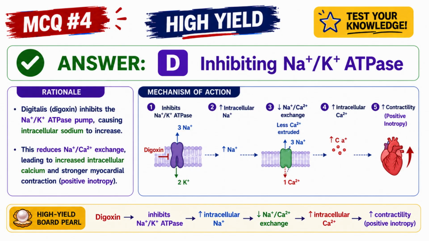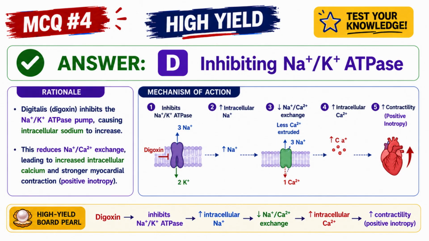The mechanism of digoxin is one of the most elegant and testable pathways in pharmacology. Follow the chain. Digoxin inhibits the sodium-potassium ATPase pump, the pump that normally moves sodium out of the cell and potassium into the cell. When this pump is inhibited, sodium accumulates inside the cell. Intracellular sodium rises. The sodium-calcium exchanger, NCX, normally exports calcium from the cell in exchange for importing sodium.